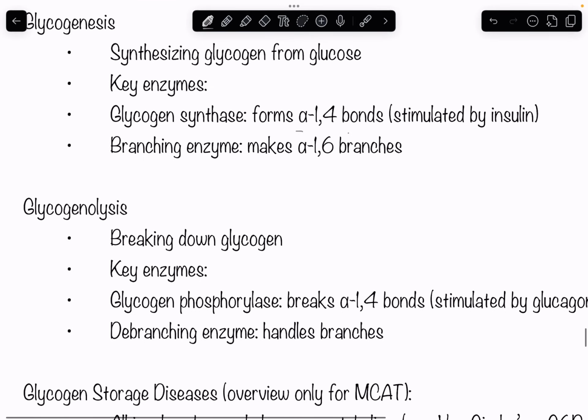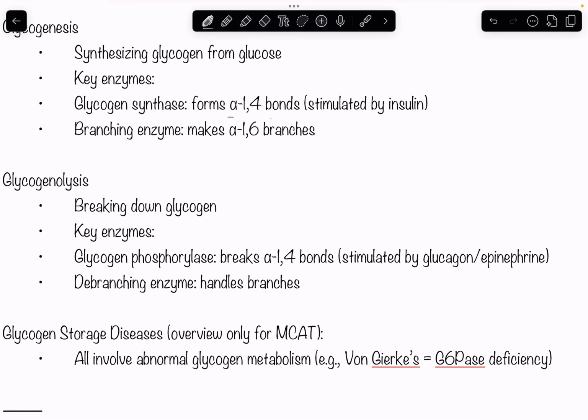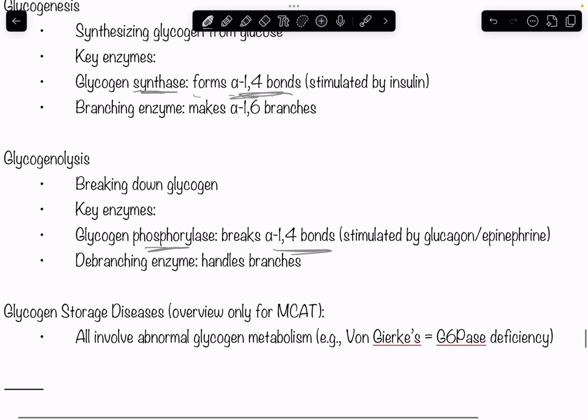So when we're going to the breakdown of glycogen, there's some key enzymes. Okay, like we talked about before, right? Glycogen synthase forms alpha-1,4 bonds, while glycogen phosphorylase breaks those alpha-1,4 bonds. So again, when you need the glucose that you just lost, you're going to then break the alpha-1,4 bonds that you just made from glycogen synthase to then get glucose.